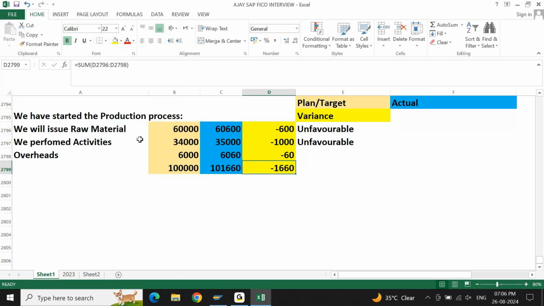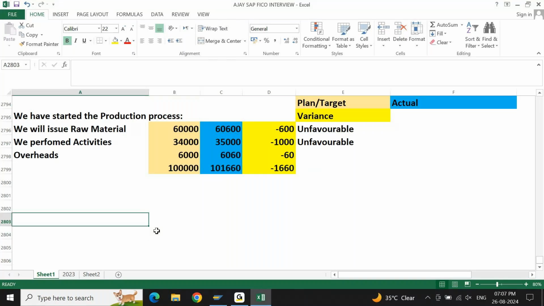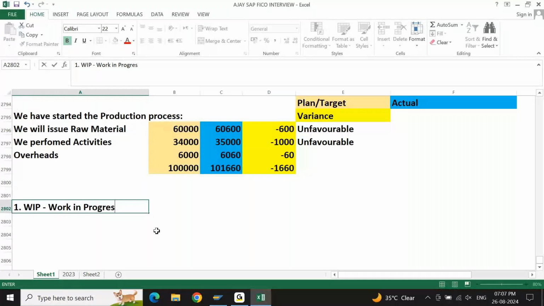Now, whenever you're talking about any production order or any manufacturing stuff, at the end of every month there is something called month-end activity. Yes or no? Two points majorly you need to understand from month-end activity. Point number one is WIP, which is nothing but work in progress. Point number two is your variance.